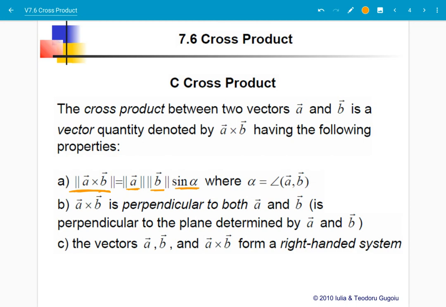A cross B is perpendicular. So this is a vector quantity. Notice in part A, it was the magnitude. A cross B itself is a vector quantity. And A and B lie in a flat plane. Then the cross product will be perpendicular to the plane containing A and B.